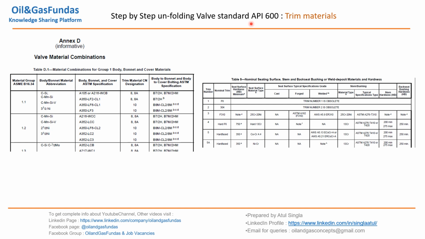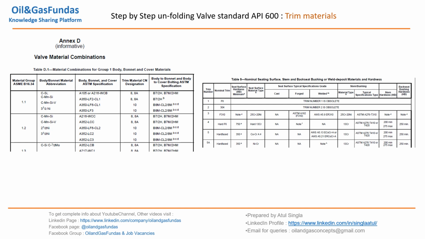Now, API 600 talks about trim materials. There is Appendix Annexure D, which is not mandatory but for information only. This annexure talks about material combinations. For example, these are the materials for body and bonnet, then we can check the bolt material. At the same time, it tells us the trim material designation. Once we know the trim number, we can directly come to Table 8, where we can refer to this trim number and get the material for each and every item which belongs to trim.